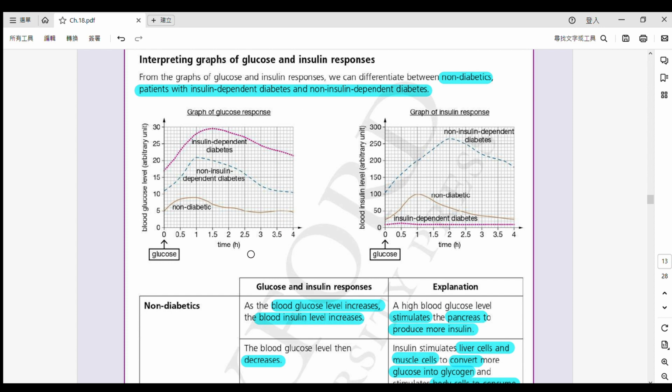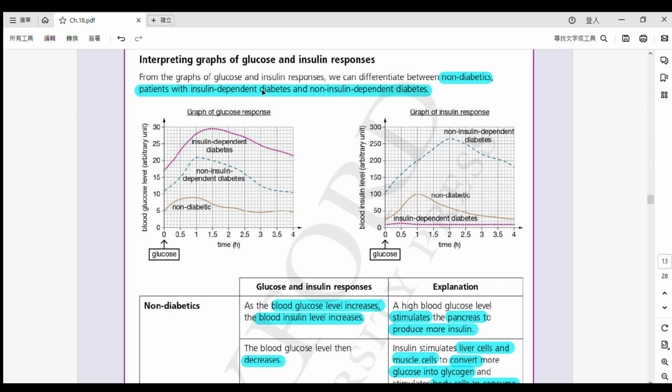distinction between three types of people. First one, non-diabetics, which means normal people. The second one, patients with insulin-dependent diabetes, which means they are type 1, they need insulin. And then non-insulin-dependent diabetes, meaning they don't need insulin, insulin is not required.